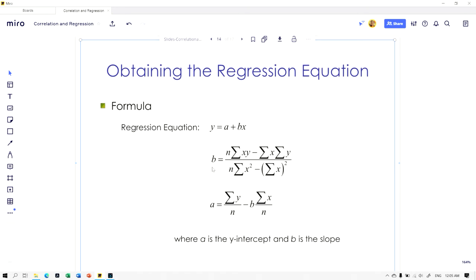Once we obtain the value of the slope b, we can now proceed to calculate the value for a, which is the y-intercept. a is given by the sum of y divided by n, minus b, which is the slope that we calculated earlier, times the sum of x divided by n.